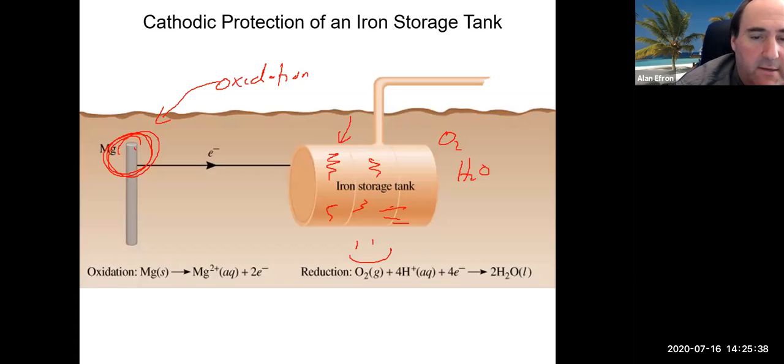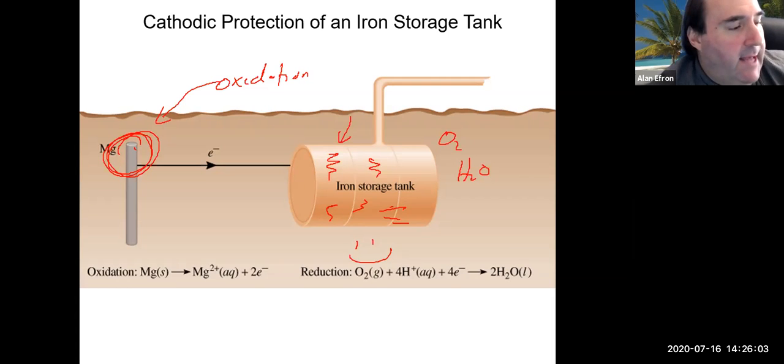Any questions on that? So in terms of corrosion, just to sum up what you need to know: A, what corrosion is, and B, a couple of ways that you can prevent corrosion from happening. And I think that's sufficient. Any questions on any of that?